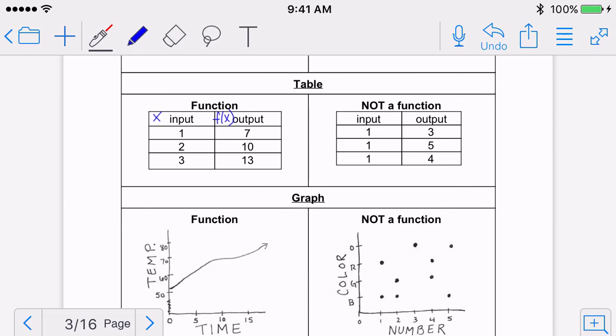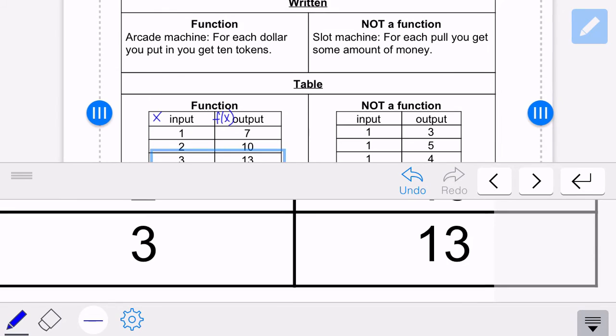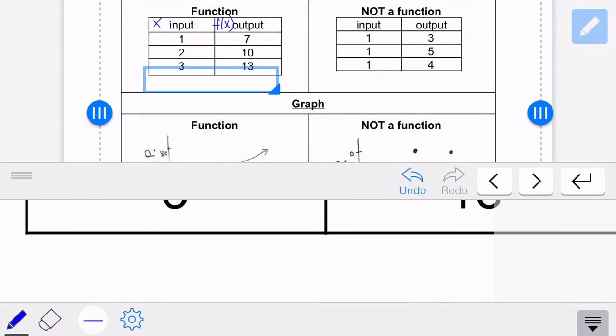And something else to notice here, that a lot of students get tripped up on, is that you can have repeating output values. So I'm going to add on to this one down here. Let's add another row.